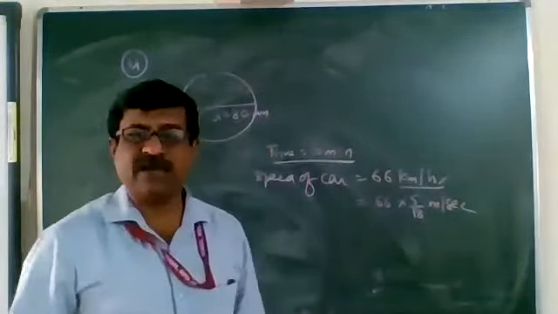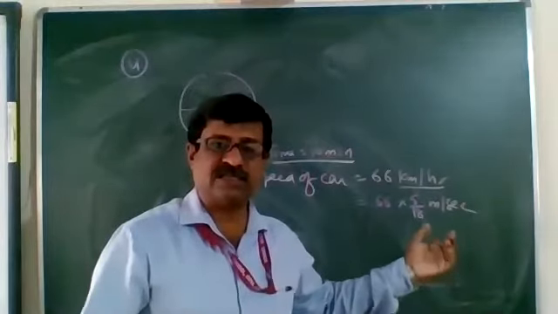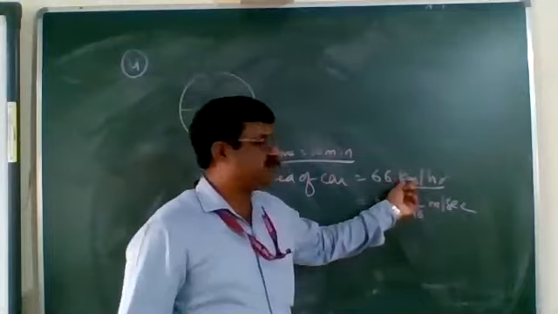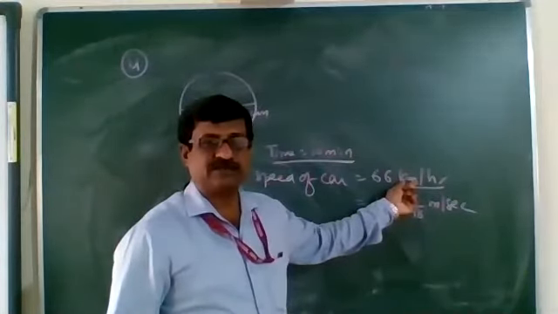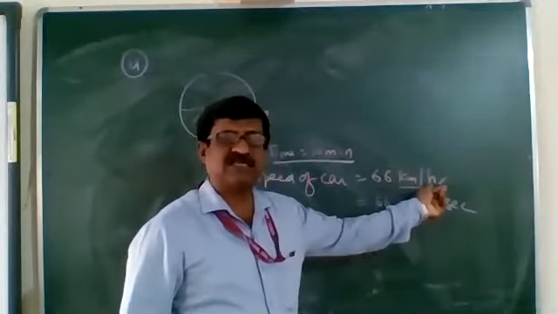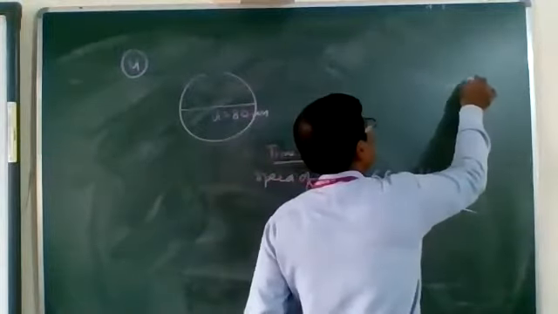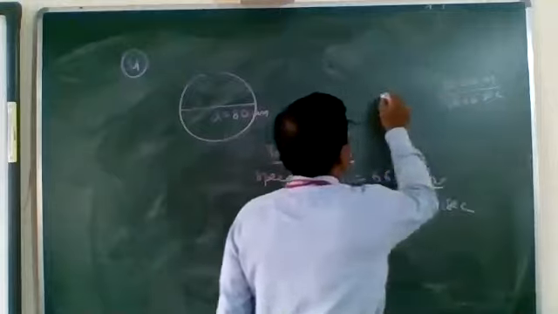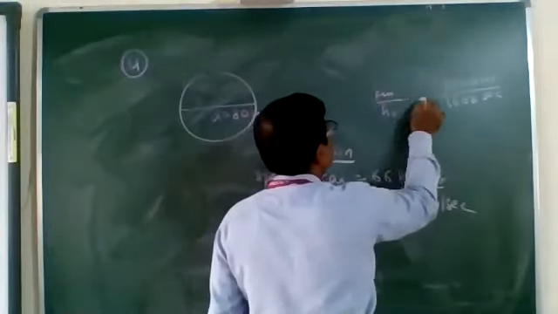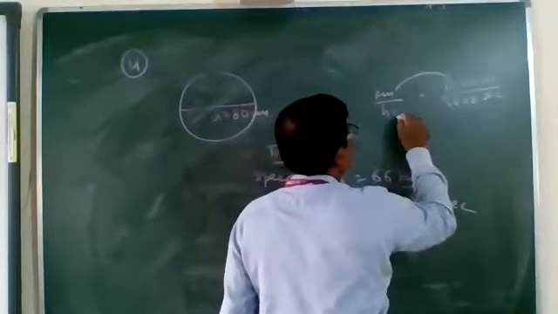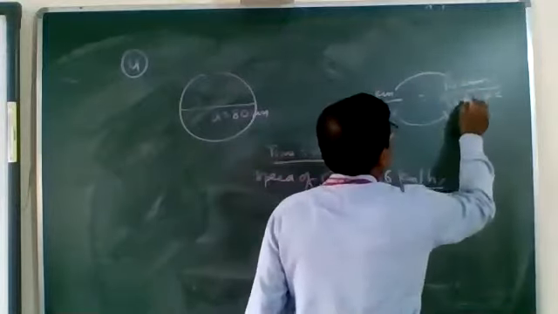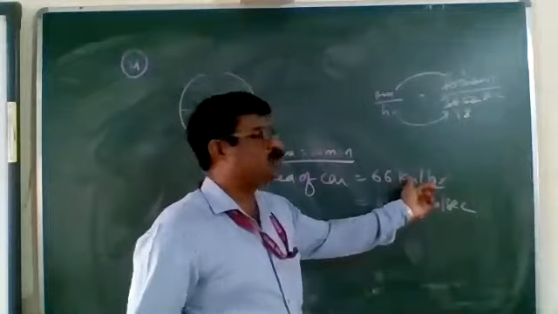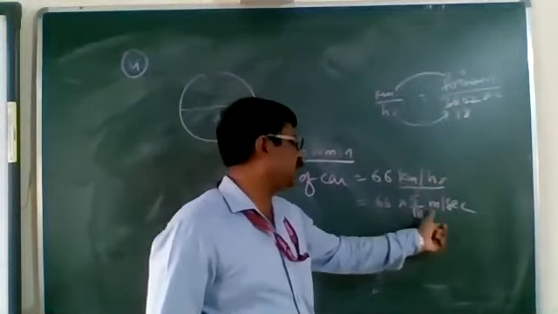If you multiply by 5 by 18 in a given result, then kilometer per hour changes into meter per second. How did we get this 5 by 18? 1 kilometer is 1000 meter, upon 1 hour is 3600 seconds. 1000 meter upon 3600 seconds. If you are converting kilometer per hour, 1 kilometer is 1000 meter, 1 hour is 3600. These two cancel, 2 5s are 10, 2 18s are 36. We get 5 by 18. That means kilometer per hour is equal to 5 by 18 meter per second.